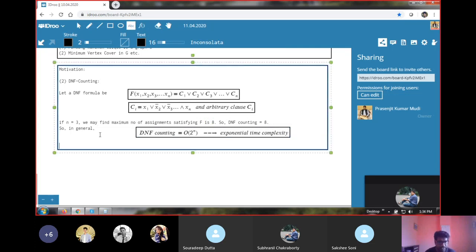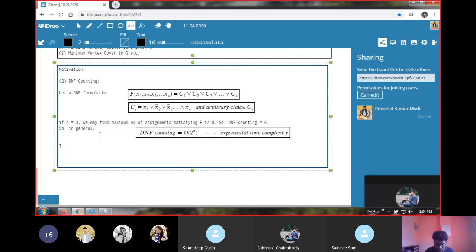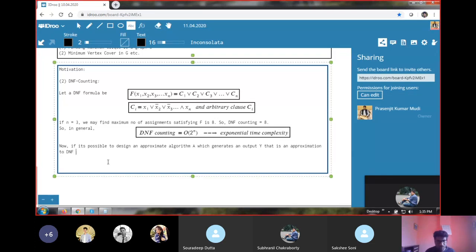But our intention now is to see if it's possible to design an approximate algorithm A that generates an output, let's say y, that is an approximation to the exact DNF counting.